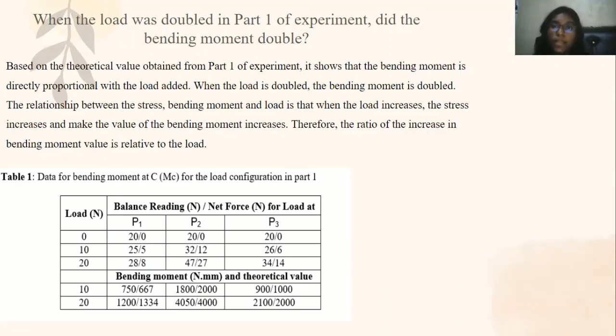Besides, the load applied at P2 and P3 is 20 Newton. The experimental values of bending moment are 4050 Newton millimeter and 2100 Newton millimeter, while the theoretical values are 4000 Newton millimeter and 2000 Newton millimeter. So, the bending moment did not double exactly as theoretical when the load was doubled due to a few factors. Firstly, there is a parallax error when taking the reading of the scale on the measuring instrument, which is when the observer's eyes do not look perpendicularly to the scale. This leads to inaccuracy in the data obtained.